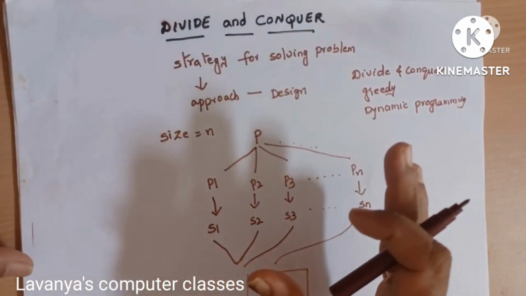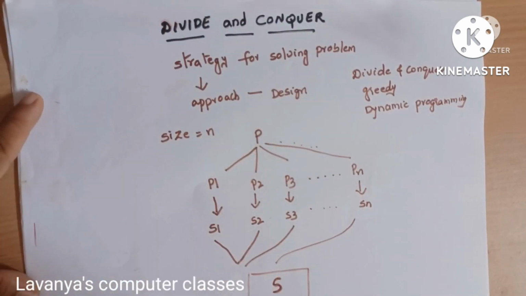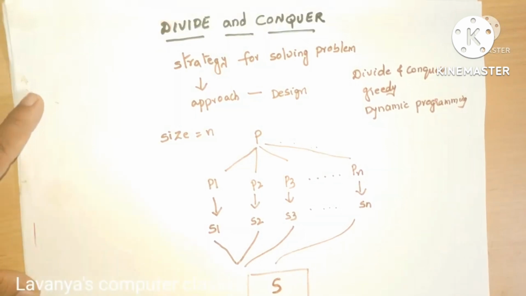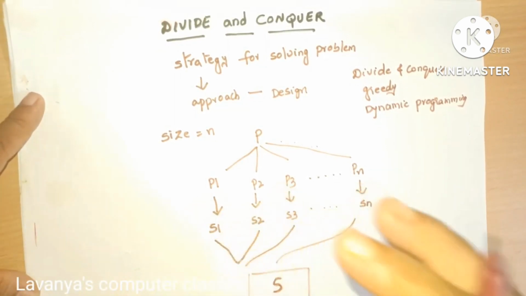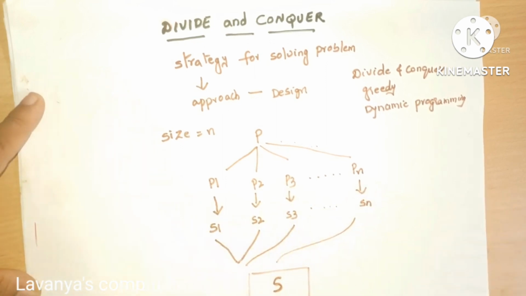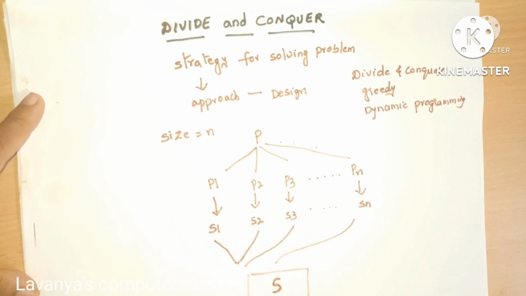If you are solving a problem this way, that is known as the divide and conquer method. Any big problem, if you want to solve it at one time, is very difficult. That's why the problem will be divided into smaller problems. Solving small problems is easy, while solving a big problem is very difficult.